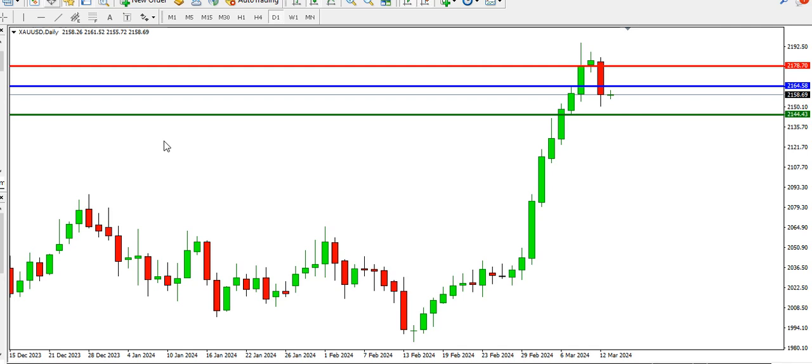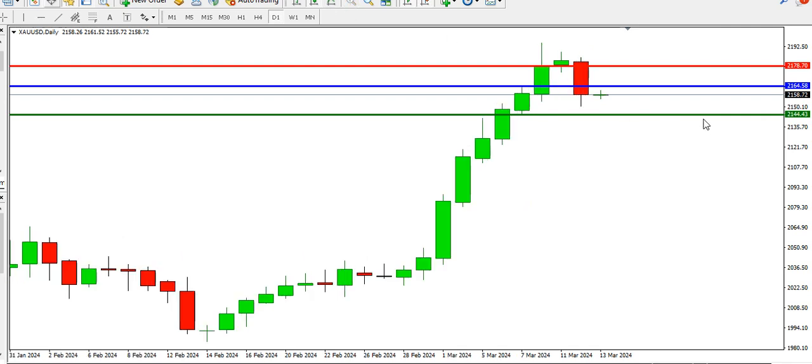Today we'll be looking at how we can trade gold on the smaller time frames. But before we look at how to trade it on the smaller time frame, I'll be starting with the daily time frame, using pivot analysis.